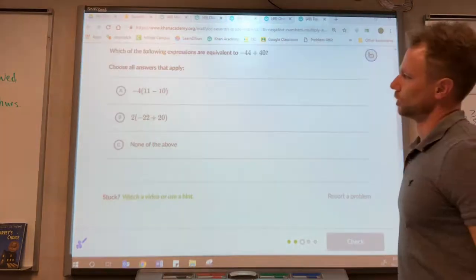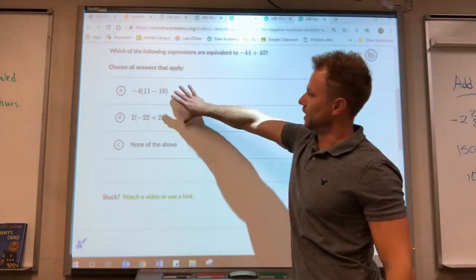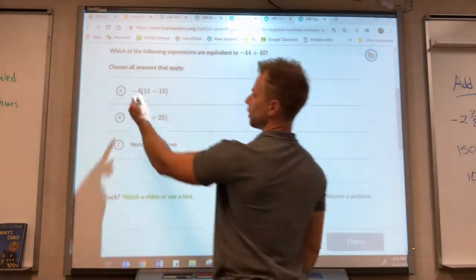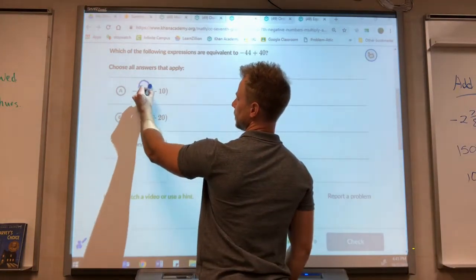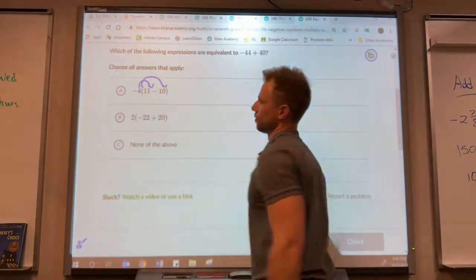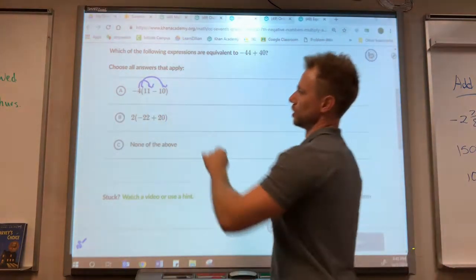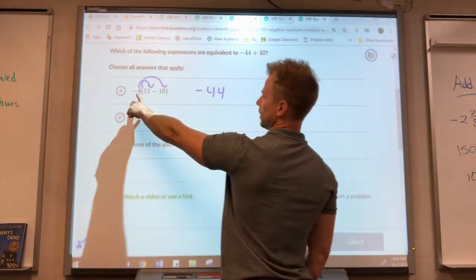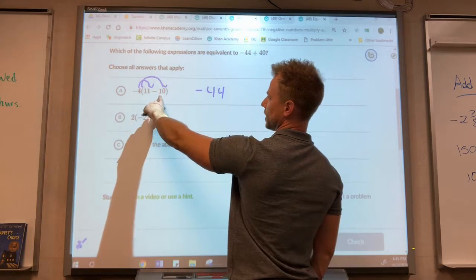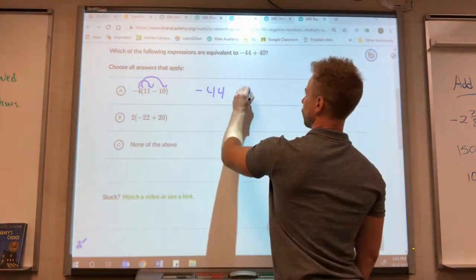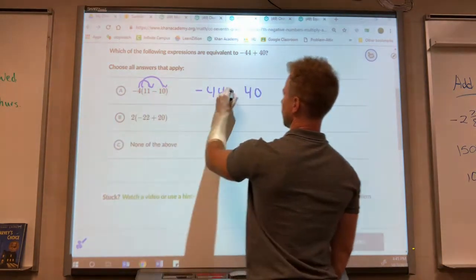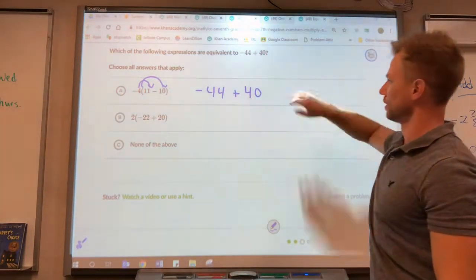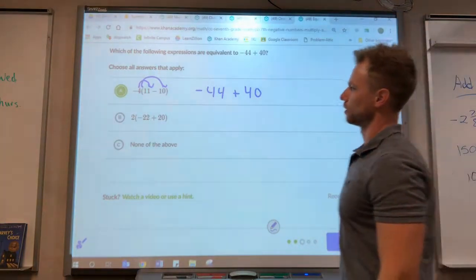And our last link. All right, we want to see if any of these will simplify to this up here. So when you have a number in front of parentheses, that means you have to multiply everything in the parentheses by that number. So negative 4 times 11 is negative 44. Negative 4 times negative 10, 4 times 10 is 40. 2 negatives make a positive, so we get negative 44 plus 40. Matches that, so A would be one option.